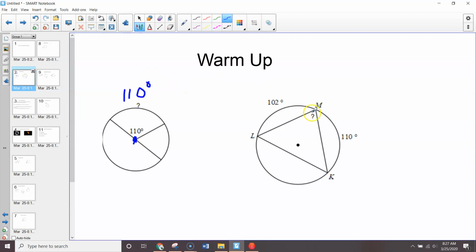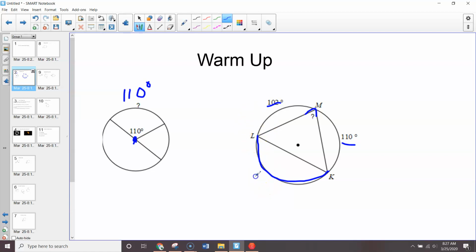Okay, this one's a little trickier. This one's inscribed, so we're looking for this angle right here. And we know that this is going to be 1/2 of this length right here. But we don't know that one yet. However, I know that this is 102 and this is 110, and all three of these need to add to 360. So I'm going to do 360 minus 102 minus 110.